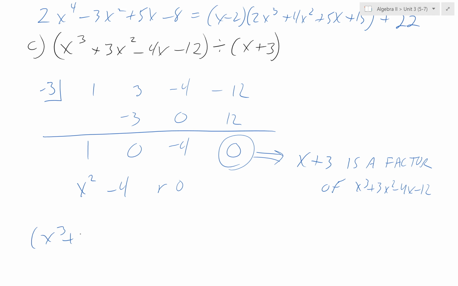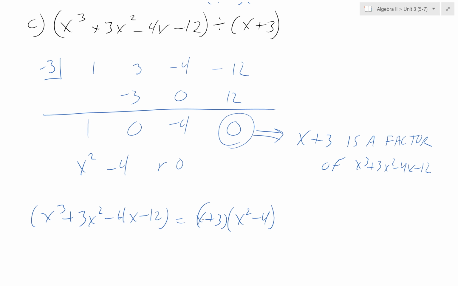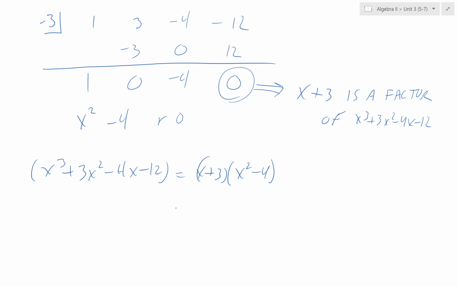So if I write this answer in that same format that we've been using, we have the original problem equals x plus 3 times our answer, which is x squared minus 4, plus our remainder, which is 0. Okay? So since x plus 3 is a factor, I was able to write this original expression as x plus 3 times the quotient, which is x squared minus 4. And do you see how that can be factored further? Yeah, x squared minus 4 is a difference of squares, so we can write that as x plus 2, x minus 2.